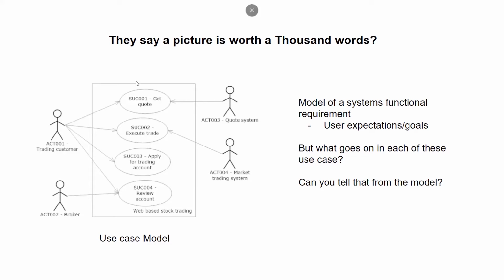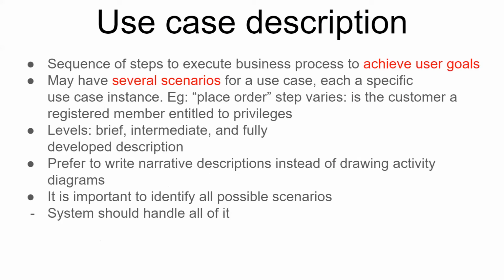But what goes in each of these use cases, like "execute trade," for example? How is it going to look inside this bubble? Can you, as a viewer, tell that from viewing this model? I don't think so. That's why we have something called a use case description. A use case description is basically a step-by-step process of how the user will achieve his or her goal.